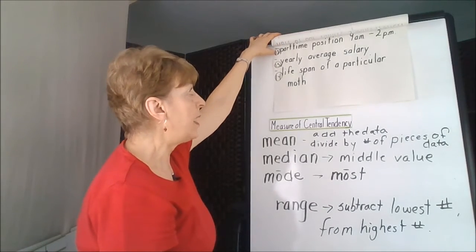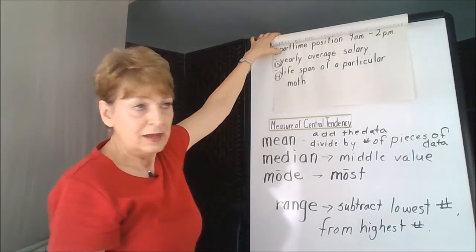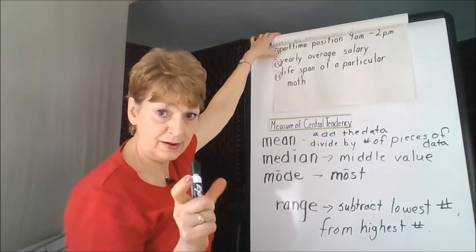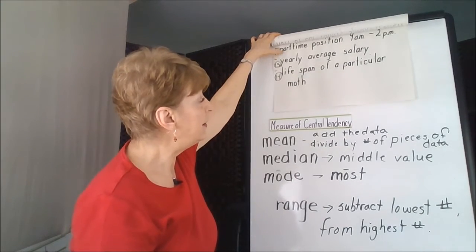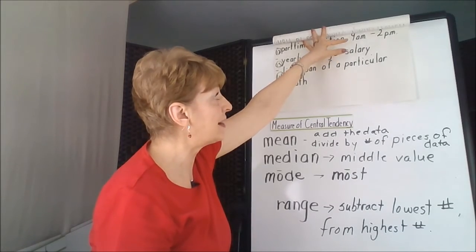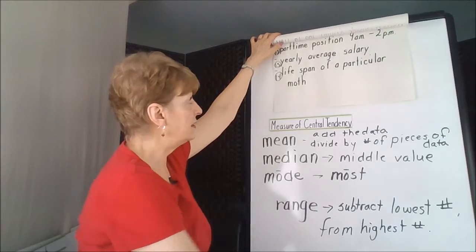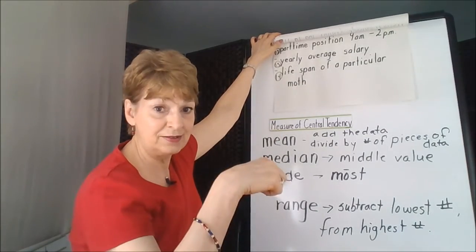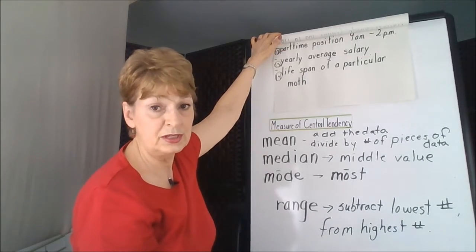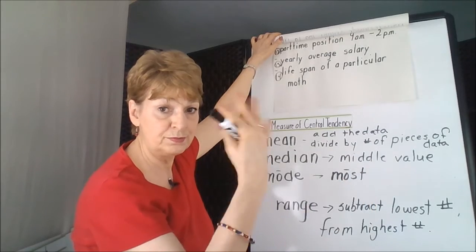Number 12, part-time position, 9 a.m. to 2 p.m. A part-time position is somebody that works just a part of the day. And we have a range of hours here from 9 o'clock to 2 o'clock. So that would be range. Kind of like the tornado. It touched down, it went a while, and then lifted back. This part-time person works from 9 a.m. and then works until 2 and then goes home.